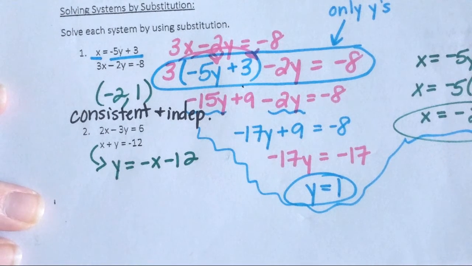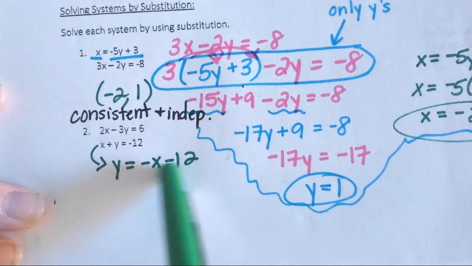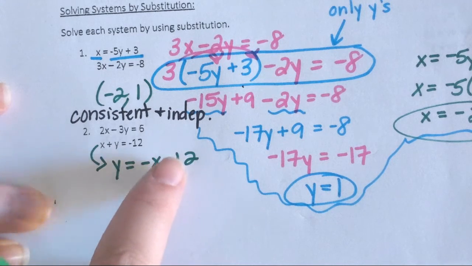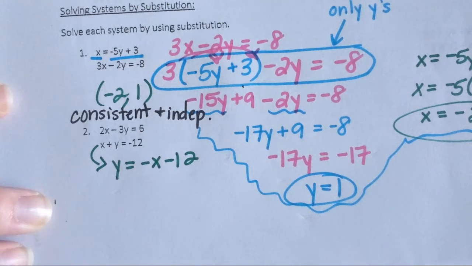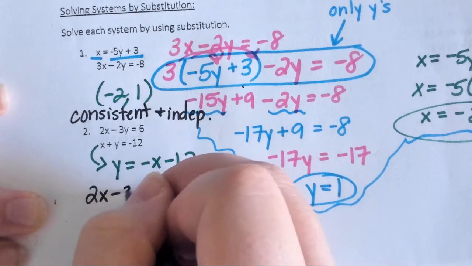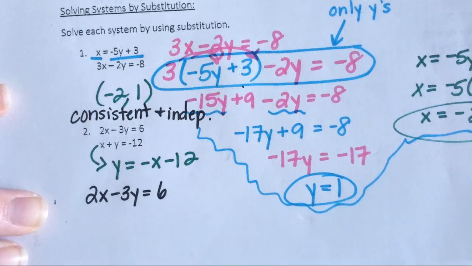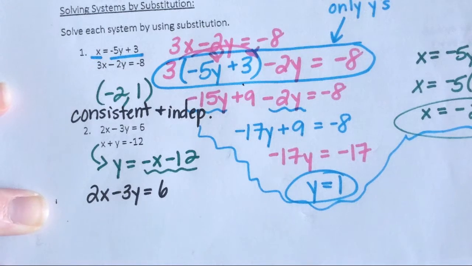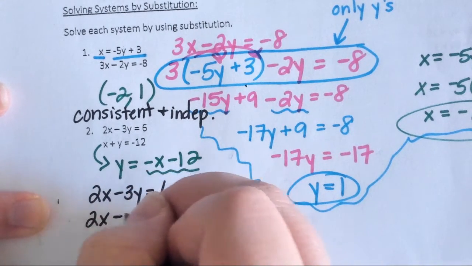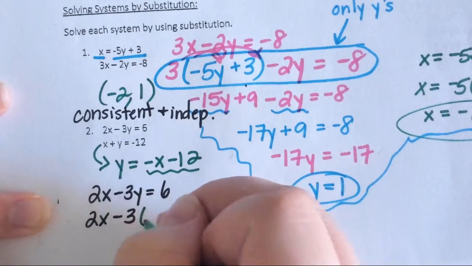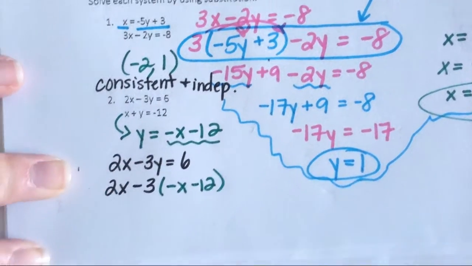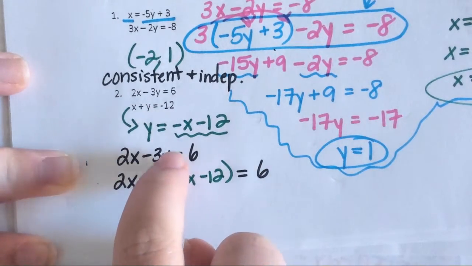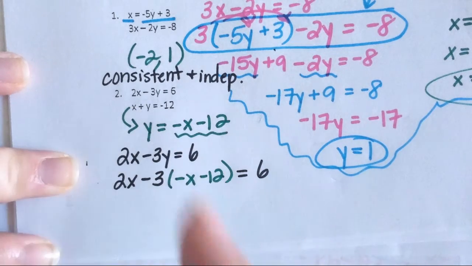Okay, so I have a variable by itself. It's equal to this. So I'm taking out this quarterback, and everywhere in that top equation that I see y, I'm going to put in this quarterback instead. My old equation used to be 2x minus 3y equals 6. But you and I just found out y is equal to negative x minus 12. So everywhere I see a y, I'm going to instead plug in negative x minus 12. So I've substituted in. Instead of y, I use his replacement, negative x minus 12.